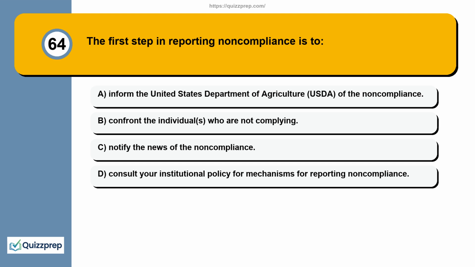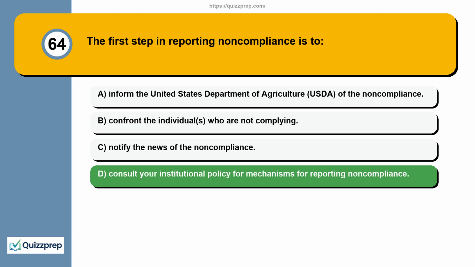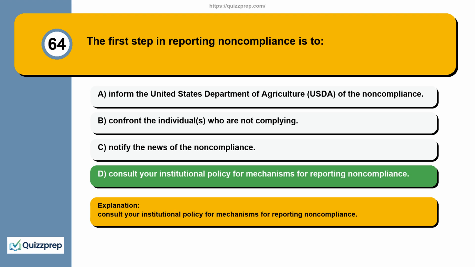Agriculture, USDA, of the noncompliance. Option B, confront the individual(s) who are not complying. Option C, notify the news of the noncompliance. Option D, consult your institutional policy for mechanisms for reporting noncompliance. The correct answer is option D, consult your institutional policy for mechanisms for reporting noncompliance.